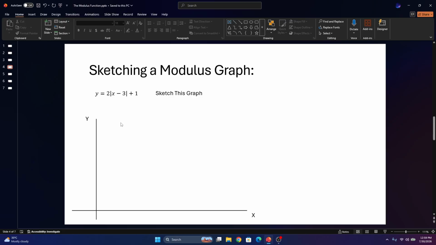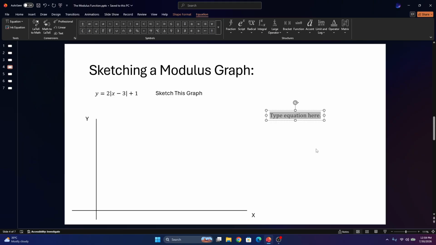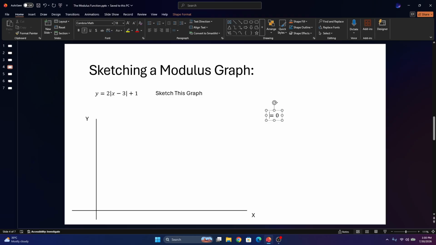Now that we have understood the general modulus function, we can just move on to sketching its graph. So first of all, we need to find the turning point. So for that, we will put x minus 3 equal to 0 like this. So we know that to find the x coordinate, we will just put x minus 3 equal to 0. You actually don't need the modulus. You can just put these in brackets. So x minus 3 equals 0. And from this, we will know that the x coordinate of the turning point, x is equal to 3. So basically, that is going to be the x coordinate of our turning point.